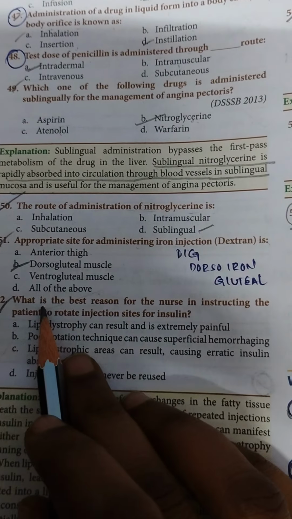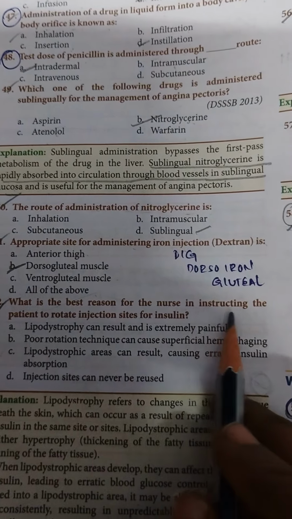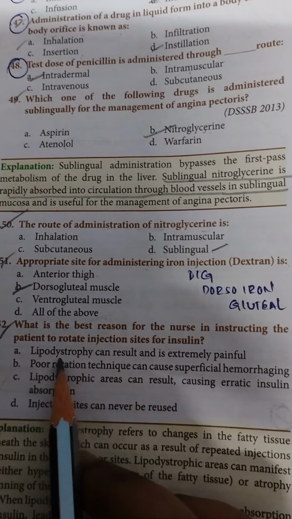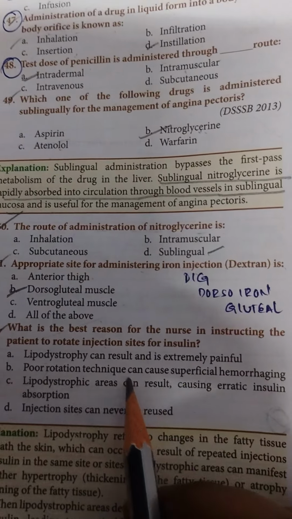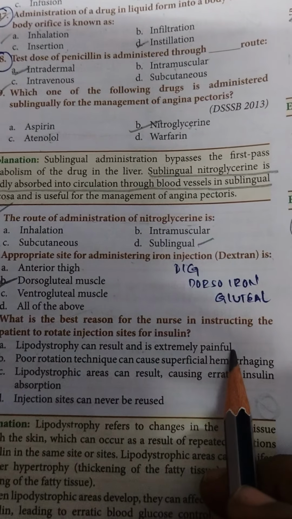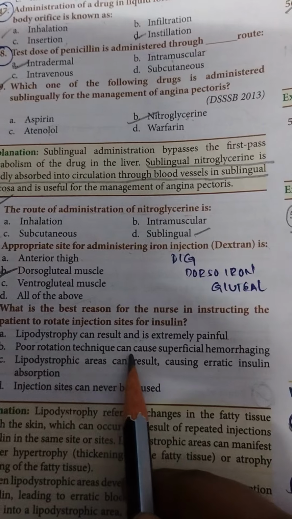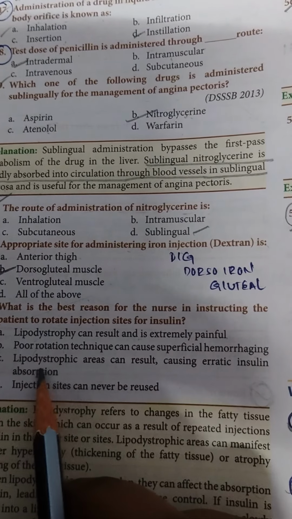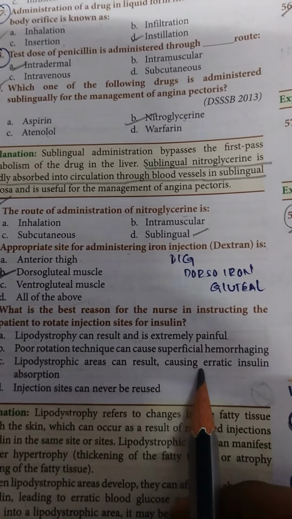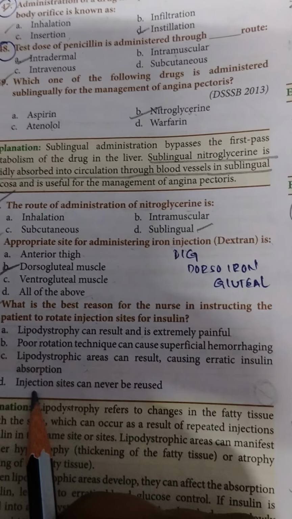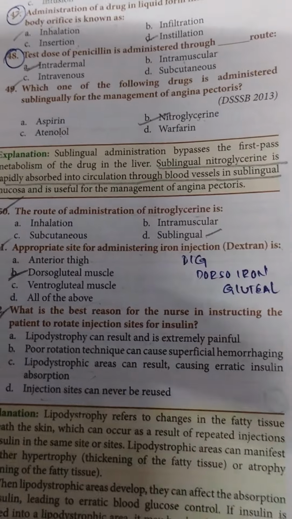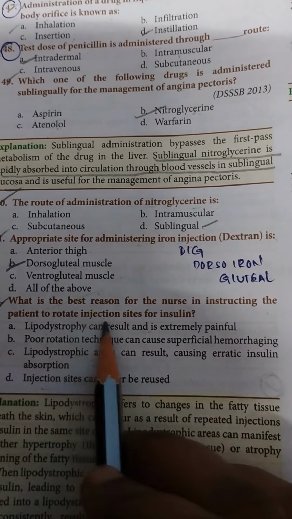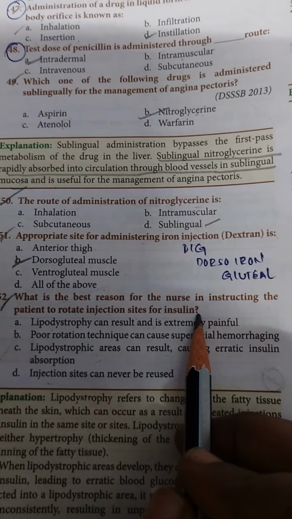Okay, the next one. What is the best reason for the nurse instructing the patient to rotate injection sites for insulin? Lipodystrophy can result and is extremely painful. Poor rotation technique can cause superficial hemorrhaging. Lipodystrophic areas can result causing erratic insulin absorption. Injection sites can never be reused.